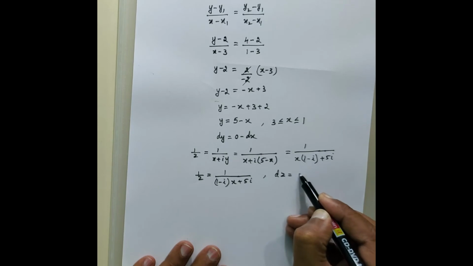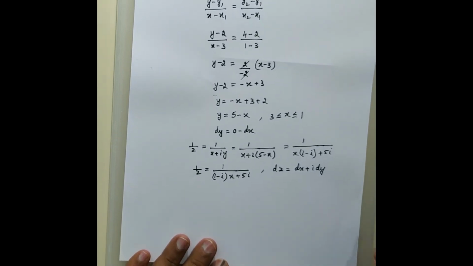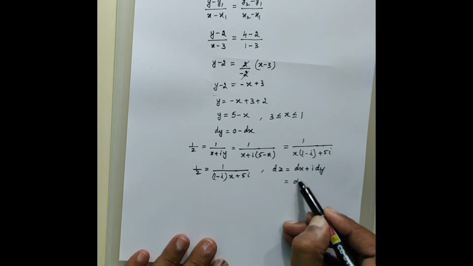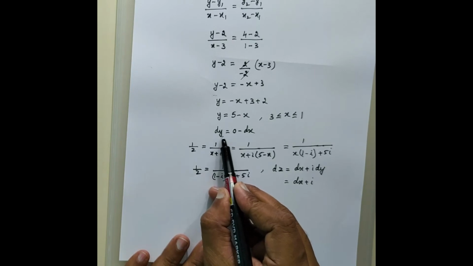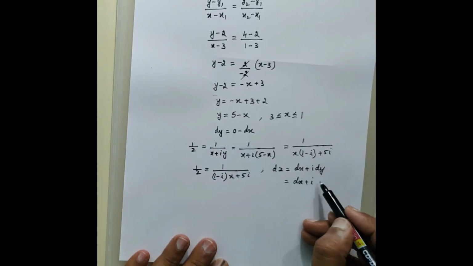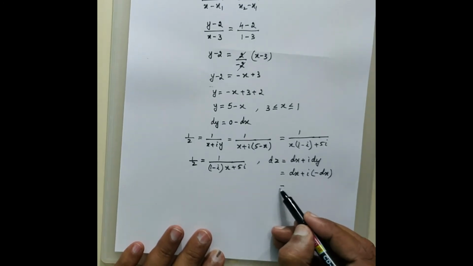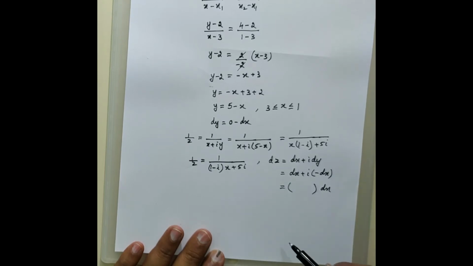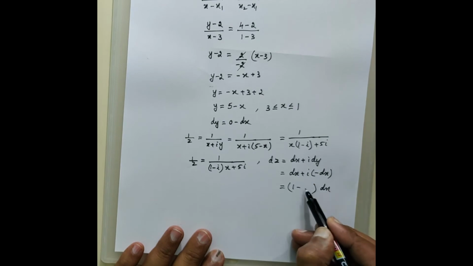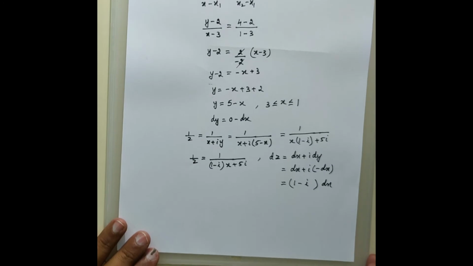And then dz value, we know it is dx plus i times dy. Let us take dx as it is; dy value, we know it is minus dx. So let us write down minus dx. If I take dx common outside, I will be left with 1 in the first case, and plus i into minus 1 will be minus i. So therefore we got (1 minus i) times dx.